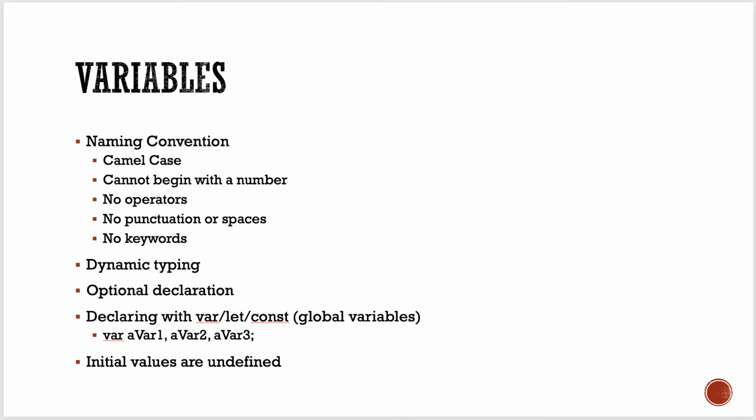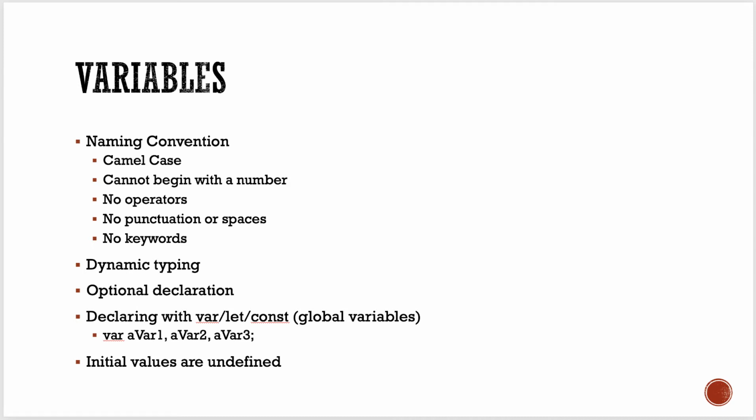The variables that we use in JavaScript, we are going to have a naming convention for them. One does not necessarily have to use this naming convention, but I personally do like a naming convention. The naming convention I'm going to be having is that it's going to be camel cased. Variables cannot begin with a number, and you cannot use operators as part of variable names. You cannot have punctuation or spaces in your variable names, and your variable names cannot be any keywords of the JavaScript language.